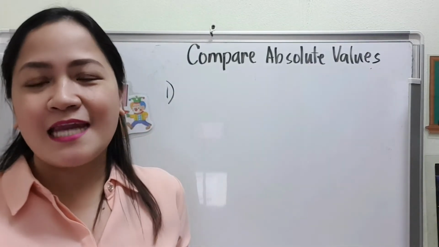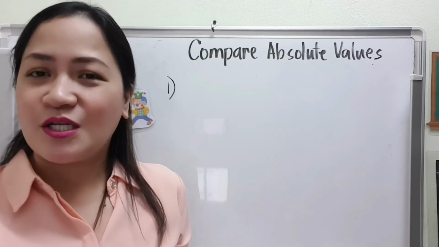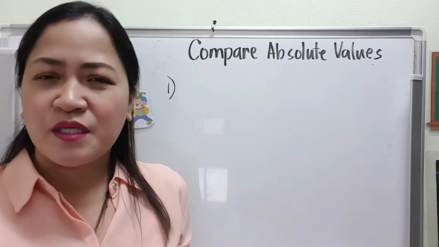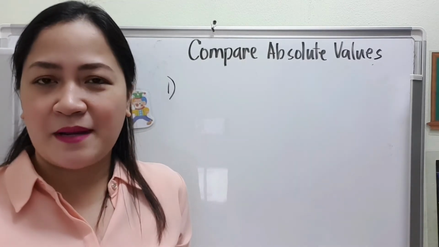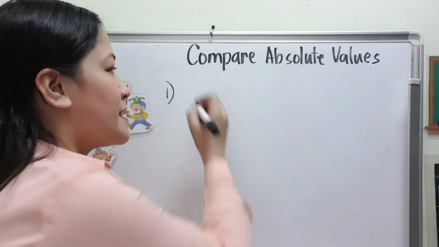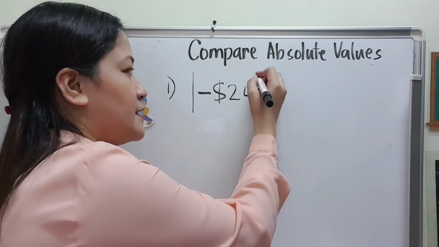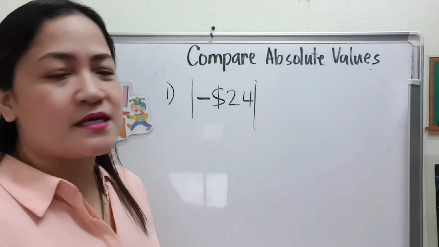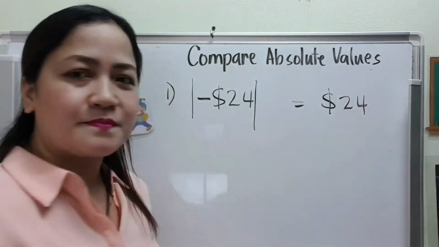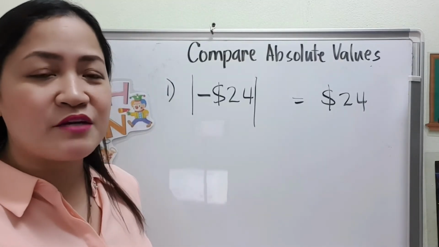On Monday, Ali's bank account balance was negative $24. On Tuesday, her account balance was less than it was on Monday. Use absolute value to describe Ali's balance on Tuesday as a debt. So in this situation, the absolute value of negative $24 represents a debt of $24. So that means on Tuesday, Ali had a debt of more than $24.